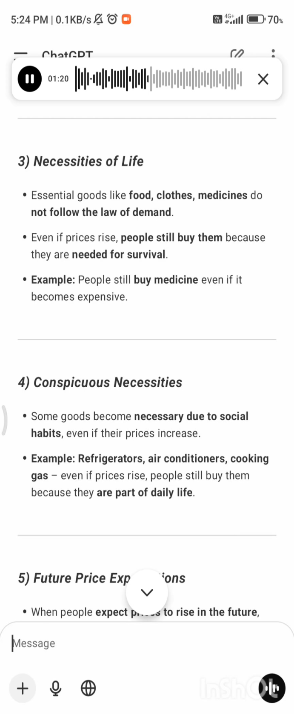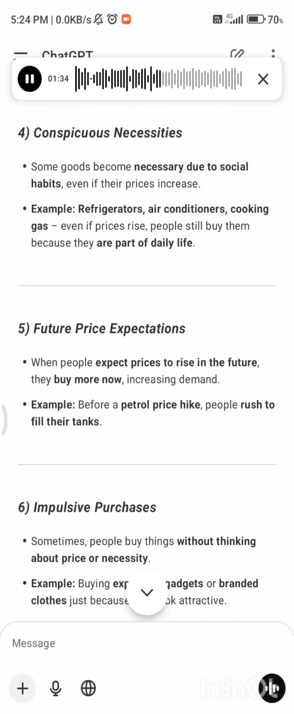4. Conspicuous necessities. Some goods become necessary due to social habits, even if their prices increase. Example, refrigerators, air conditioners, cooking gas. Even if prices rise, people still buy them because they are part of daily life.